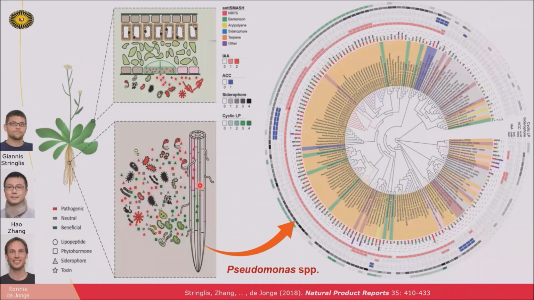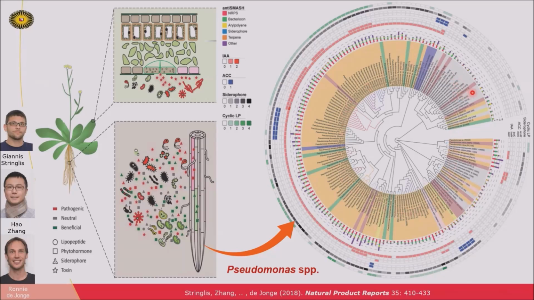So if we zoom into a certain family, the family of the Pseudomonas species, this is a family that is really capable of growing in the rhizosphere of many plant species. And here we see an example of hundreds of different Pseudomonas species that were selected from the rhizosphere of model plants like Arabidopsis, but also from crop species. And they were all sequenced, their whole genomes were sequenced.